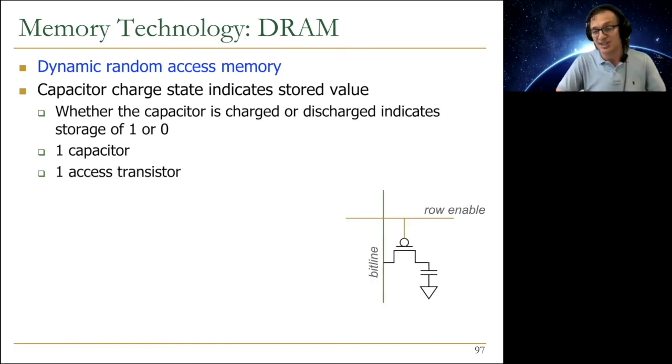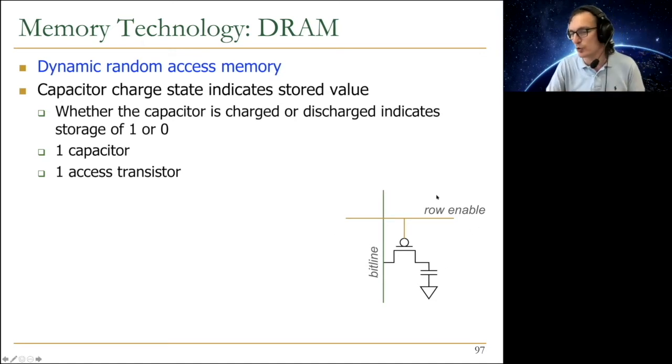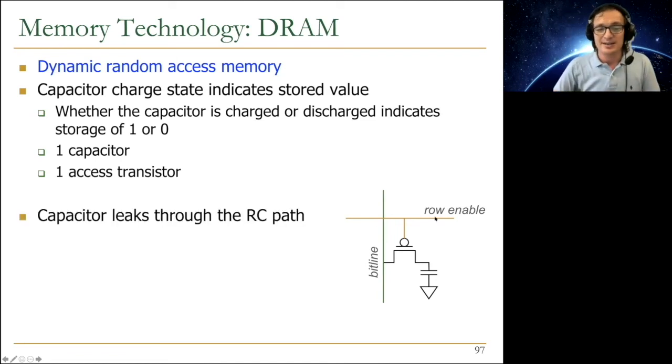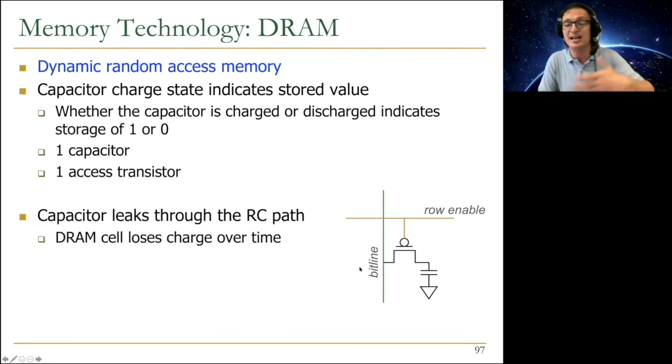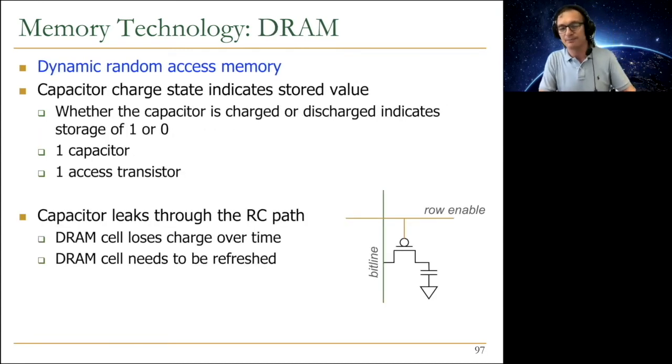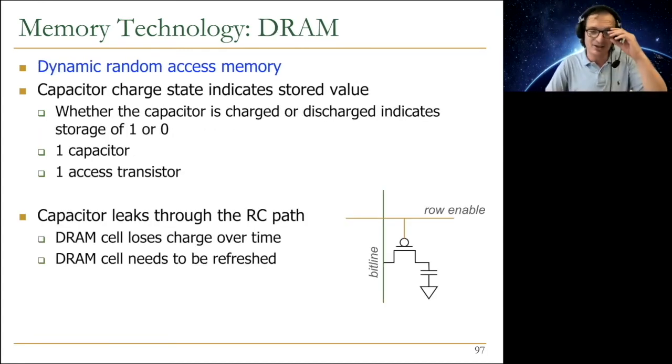But you need an access transistor to enable access to the capacitor. That's why it's called row enable over here, but it's nothing different from a word line here. Okay. So the one disadvantage of DRAM technology that we discussed is refresh. The capacitor leaks its charge through this RC path, resistance-conductance path. And as a result, the DRAM cell loses charge over time, and it needs to be refreshed. We talked about the implications of this in one of the first lectures, and you can go back to it as one of the mysteries that we discussed.